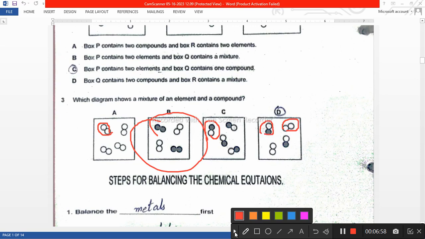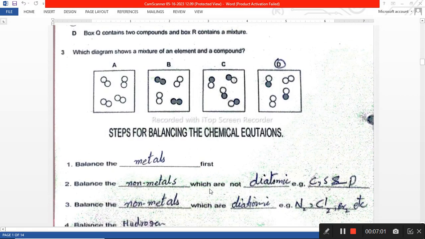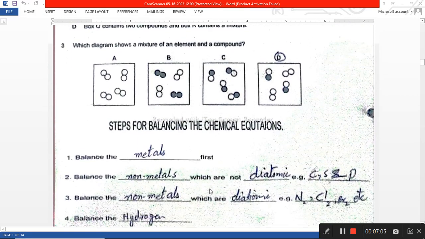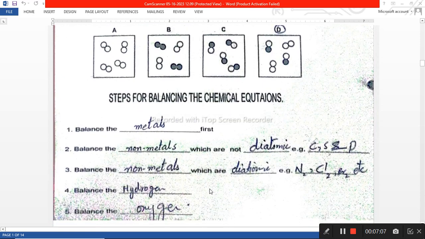Okay. Now, steps for balancing the chemical reactions. You have to learn these 5 steps and you will be able to balance any kind of equation. Now, balance the metals first. Whenever you see any kind of equation, first look, is there any metal?